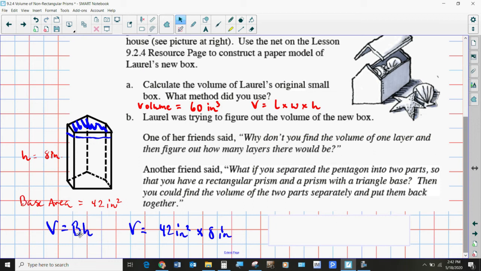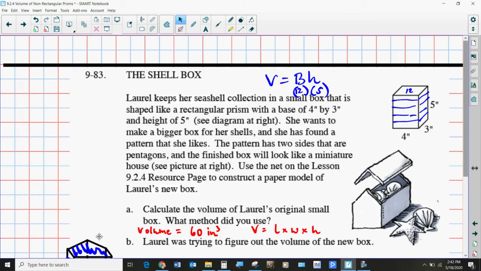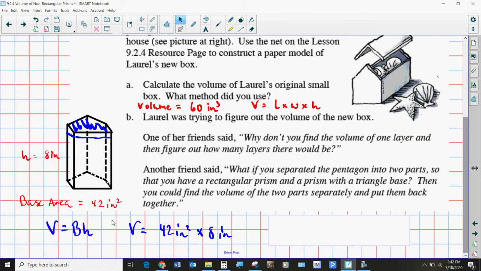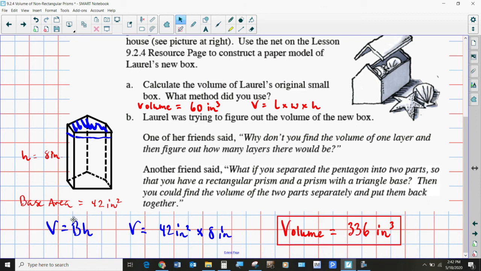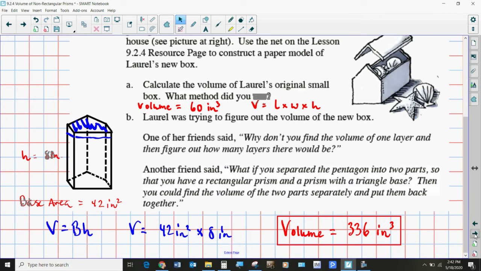Once you've figured out what the base area is by using whatever formulas and strategies you need, like what we did over here, then you simply take that base area and multiply it times the height, and 42 times 8 gives us a total volume of 336 cubic inches. So how does that compare to our original box? Well, that is between 4 and 5 times as big as that original box that she had, so she'll be able to fit in many, many more shells.